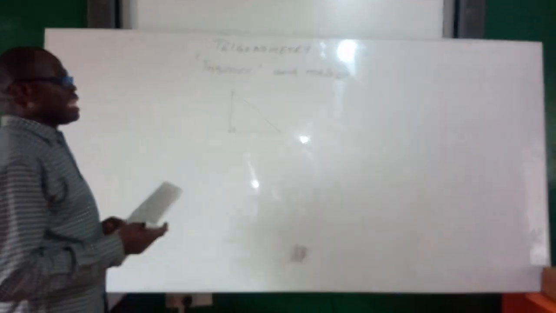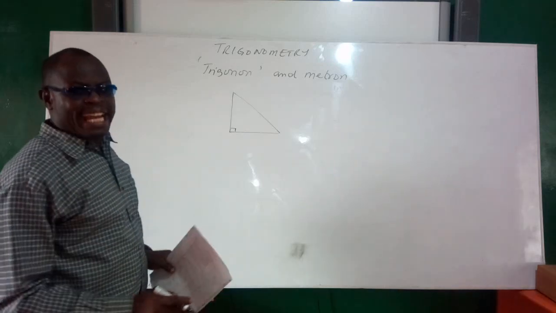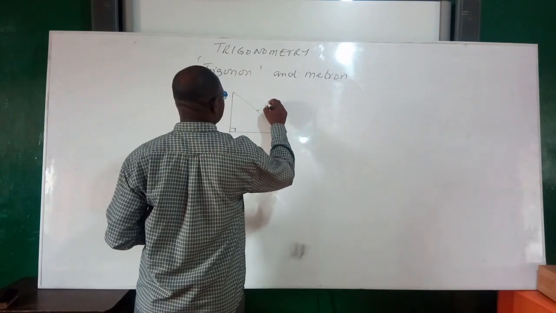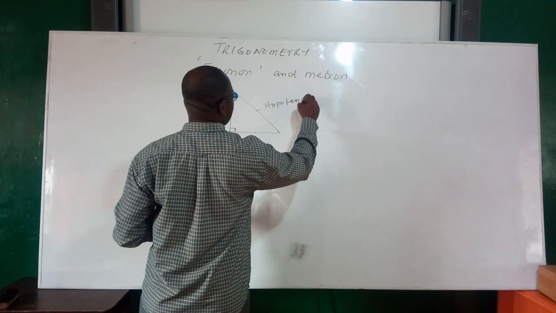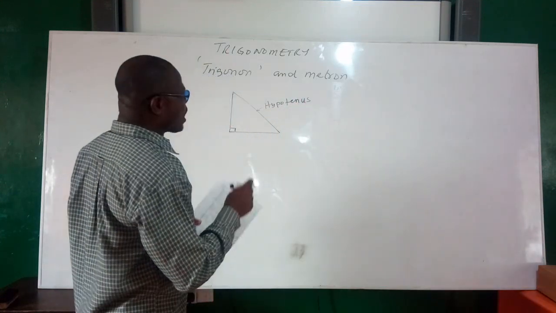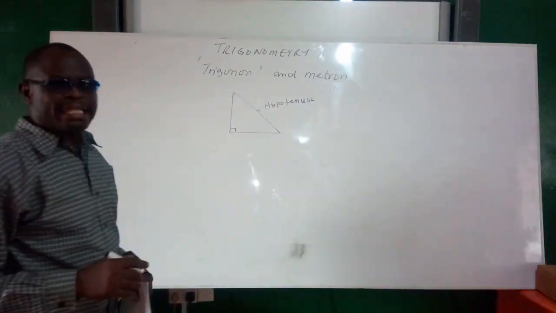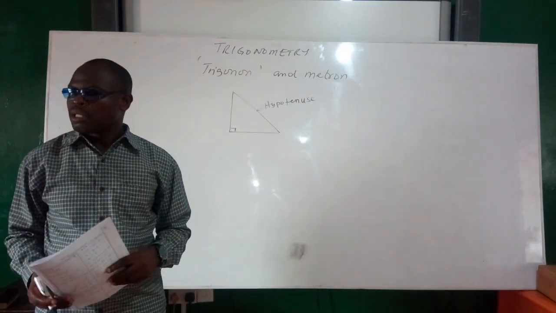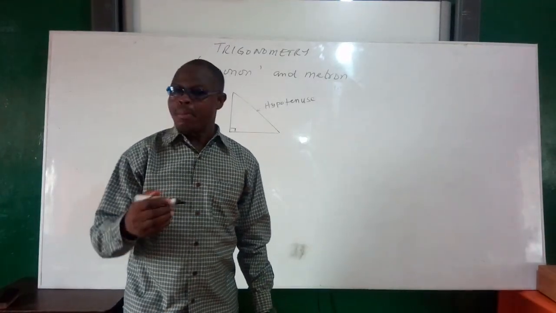first, let's make identification of the sides. The longest side of a right angle triangle is always the hypotenuse. That is the longest side of a right angle triangle. Then, students, we are left with two sides to name.